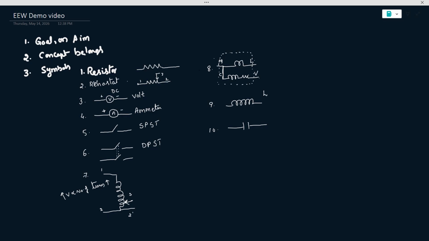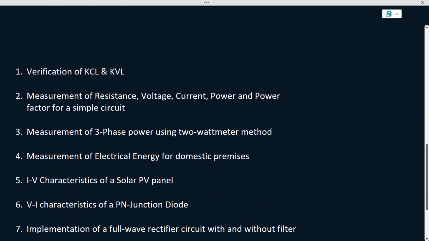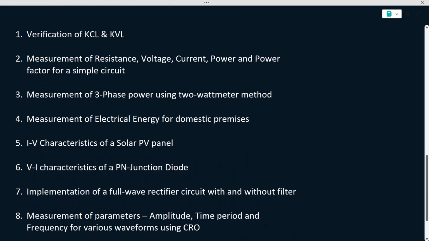Here I am considering very, very basic experiments listed here. We see here verification of KCL, KVL, measurement of resistance, voltage, current, power, and power factor for a simple circuit. Here I am considering the circuit is an RL series circuit. Measurement of three-phase power using 2 wattmeters.